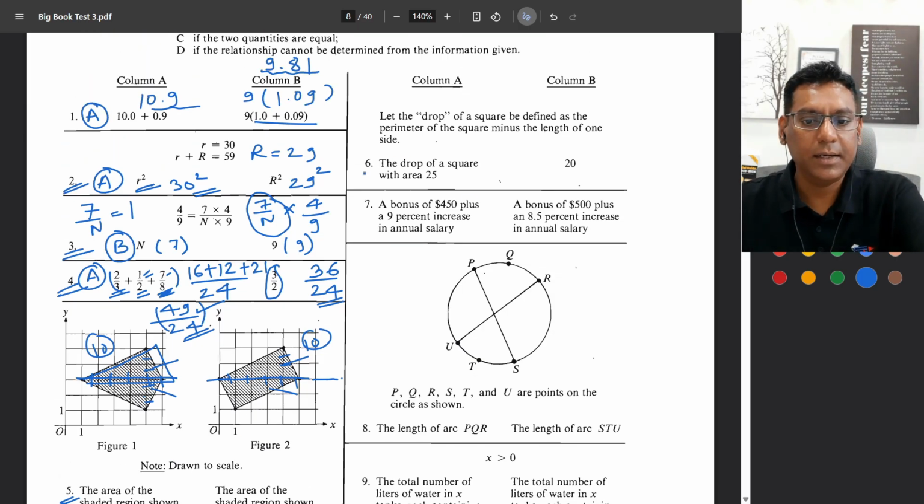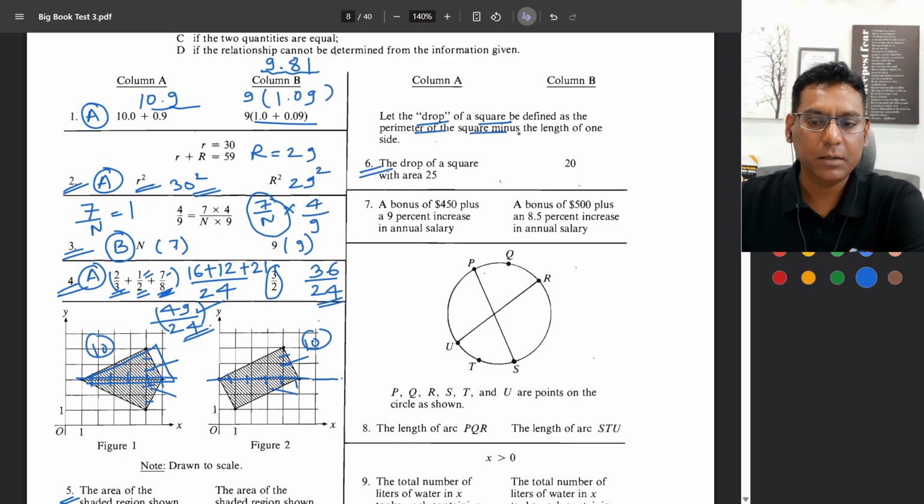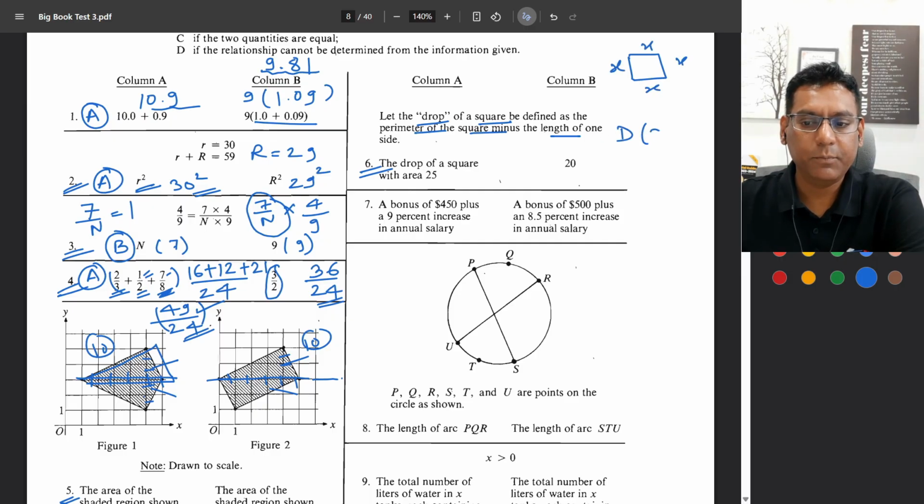Question number 6. Let the drop of a square be defined as the perimeter of the square minus the length of one side. Let's say we have a square here with side x: x, x, x, x. What would be the drop of that be? Drop of the square x would be the perimeter of the square, which is 4x, minus the length of one side, so that is x. So basically d of x is 3x.